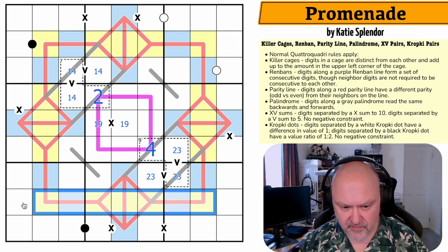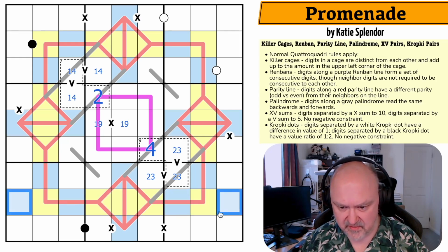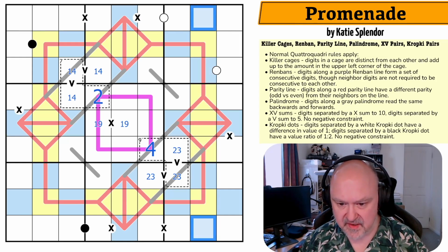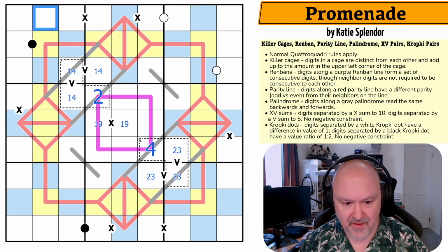So I've got all 5 odds in that row. Those become even. I've got all 5 odds in that column. Those become even. I've got all 5 odds in that column. Those become even.